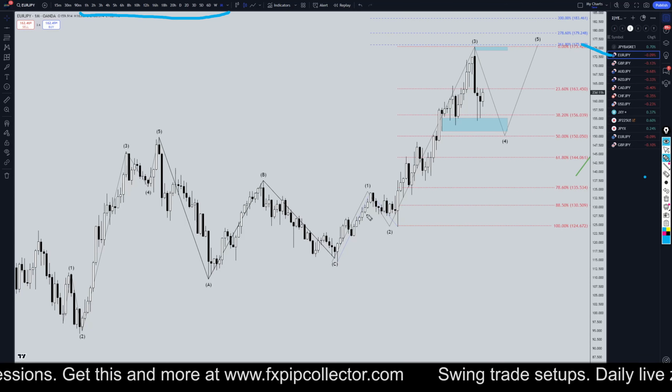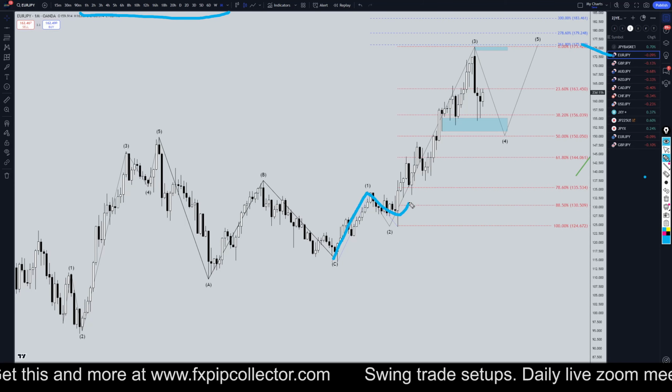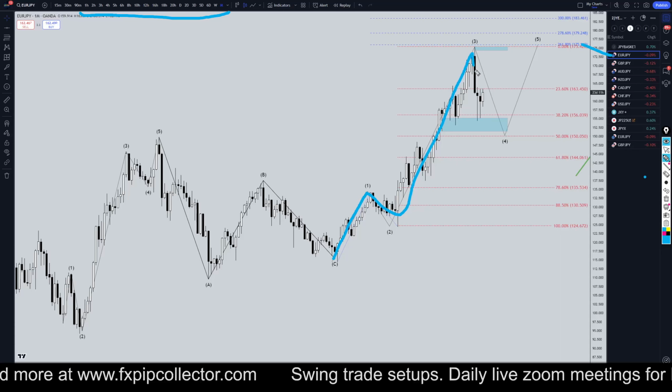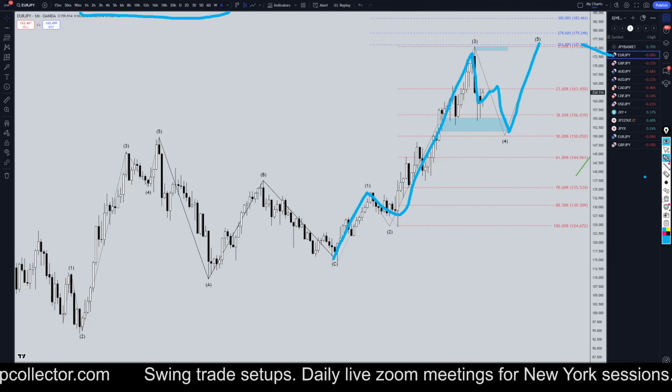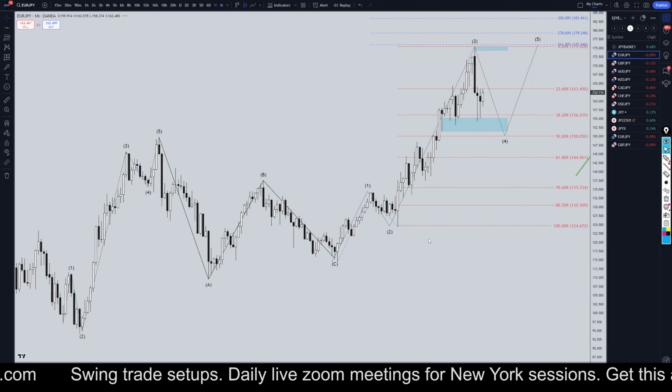So, anyways, on the euro yen, I definitely am still looking at this as a 1, 2, 3. I think we're likely now in a wave 4, and I think eventually it needs to go up for a wave 5. So let's take a look at it on the weekly time frame.